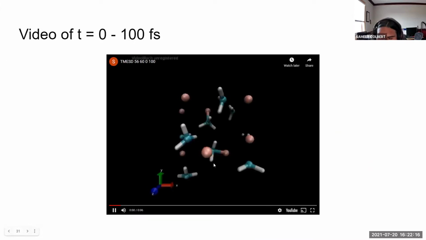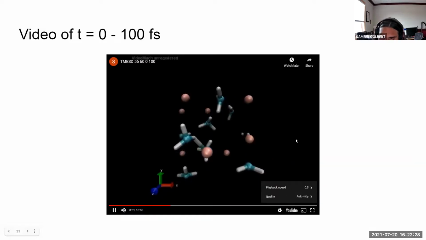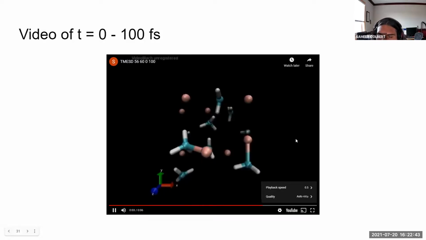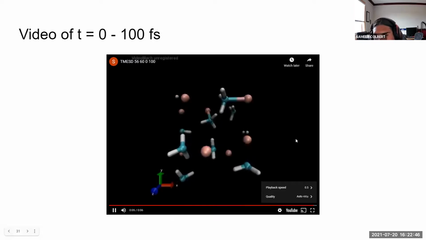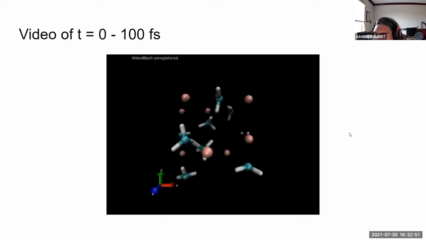So this umbrella motion that we were talking about is shown through this. Here, I'll slow it down. As the methyl groups are attracted to the iodine groups, the bond angle between the hydrogens and the carbons is changing. We looked at that, and that is where we found that motion.